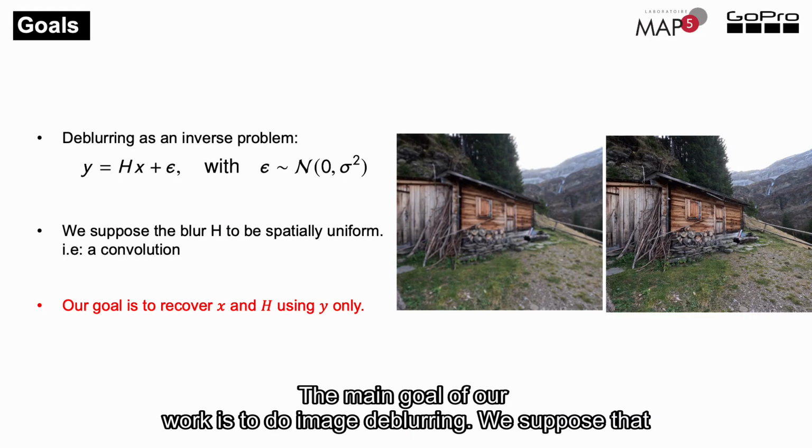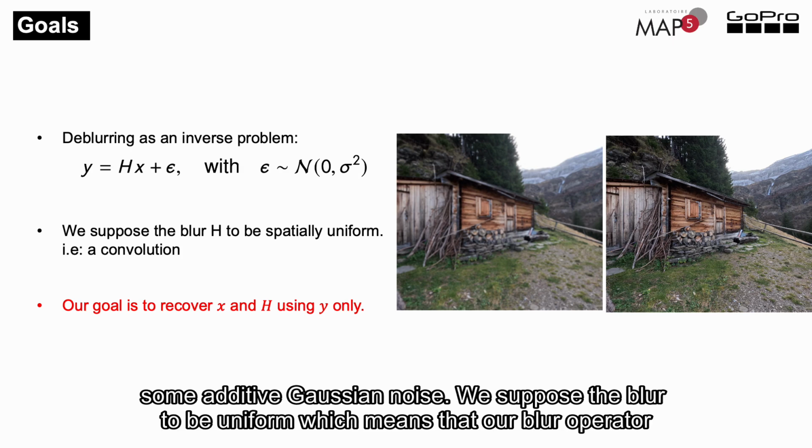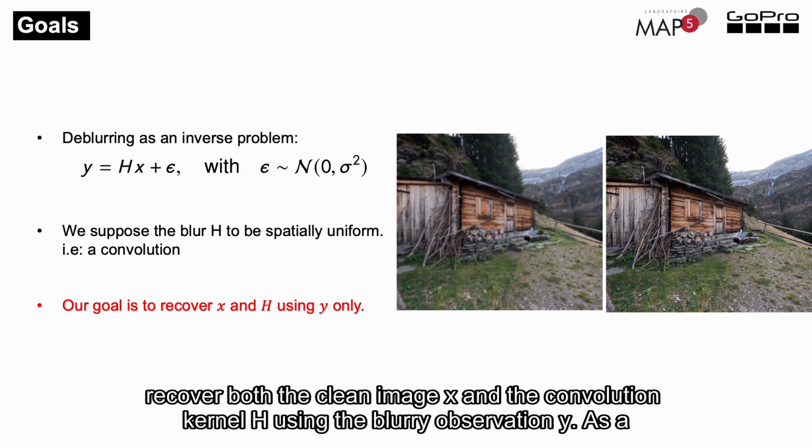The main goal of our work is to do image deblurring. We suppose that our blurry observation comes from a clean image, X, that has been degraded by a blur operator H, plus some additive Gaussian noise. We suppose the blur to be uniform, which means that our blur operator H is going to be a convolution. In this work, we do blind deconvolution, which means that we want to recover both the clean image X and the convolution kernel H using the blurry observation Y.